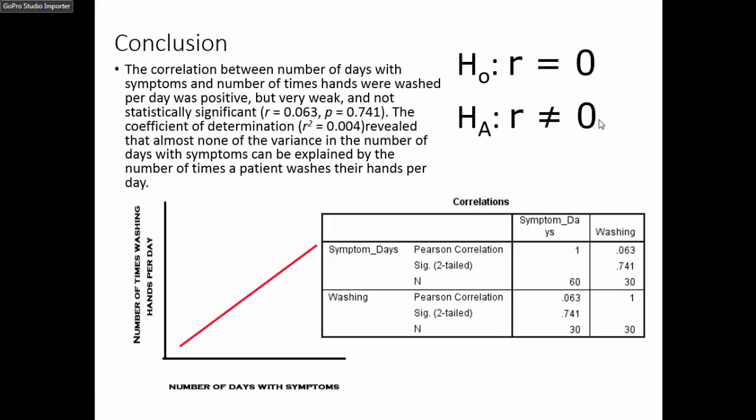So the conclusion, based on our statistical test, would be something like this. The correlation between the number of days with symptoms and number of times hands were washed per day was positive but very weak and not statistically significant. r equals 0.063 and p equals 0.741. The coefficient of determination revealed that almost none of the variance in the number of days with symptoms can be explained by the number of times patients wash their hands. All right, that's correlation. If we want to see if two variables are associated with each other, we would use the Pearson's r correlation test.